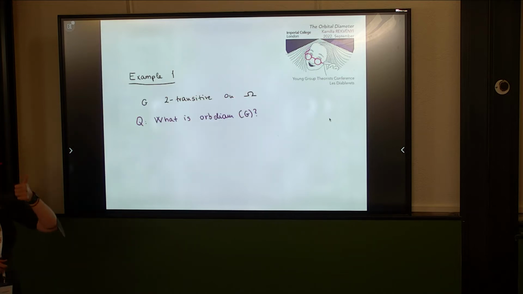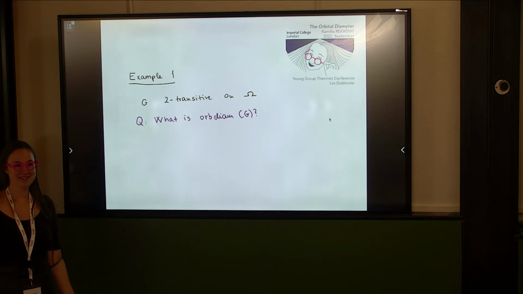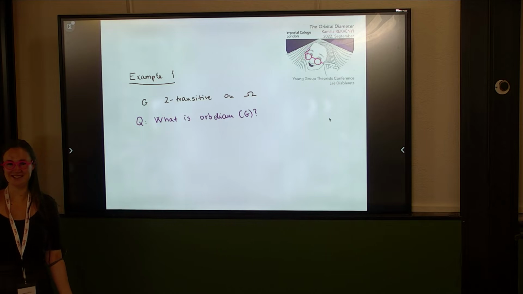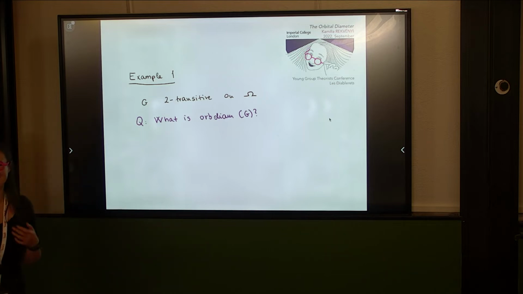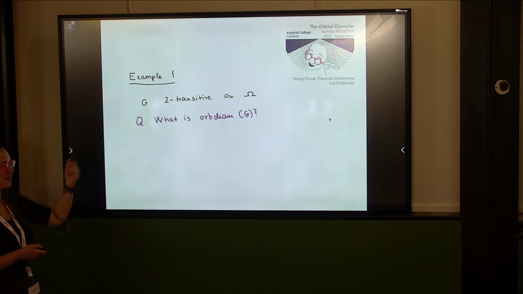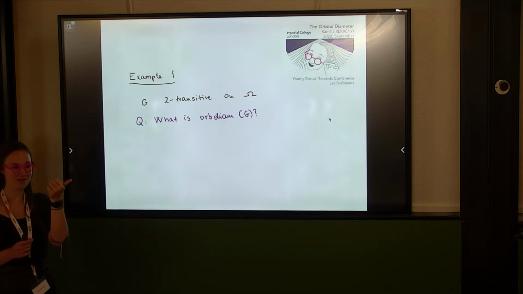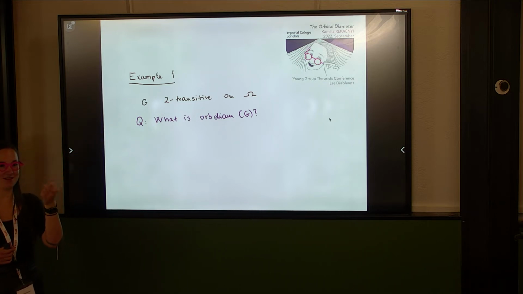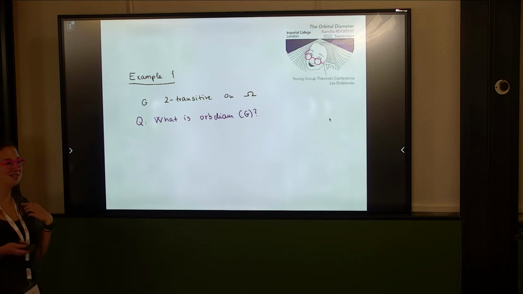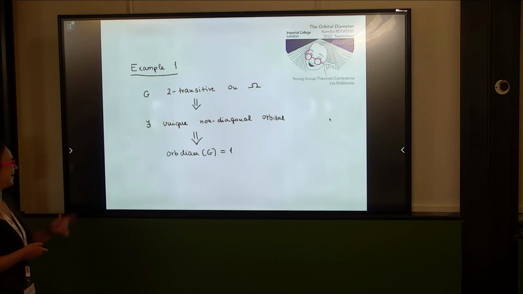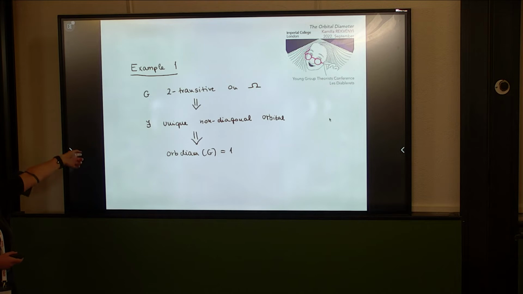Okay, so example 1. Our group G is 2-transitive on omega. What is the orbital diameter? This is a quiz, right? Yeah. Okay, so 2-transitive means that it has only one orbital because it's transitive on the pairs. So what is the orbital diameter? It is 1, because then there is only one unique non-diagonal orbital graph, and that is the complete graph.